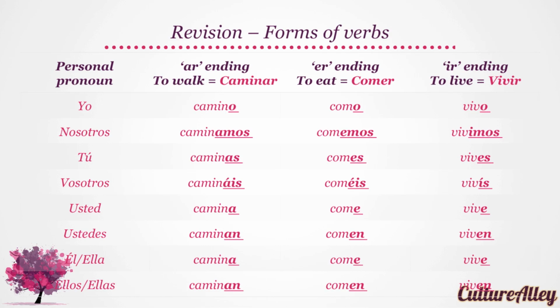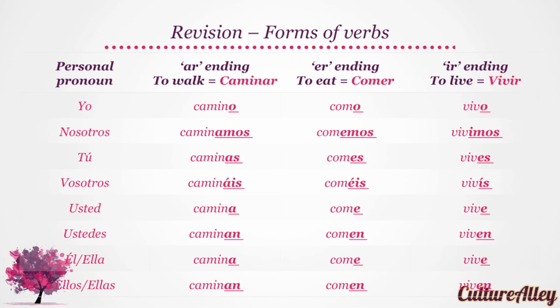Next, we look at the forms of to eat, or comer, which ends in ER. Yo como, nosotros comemos, tú comes, vosotros coméis, usted come, ustedes comen, él or ella come, ellos or ellas comen.